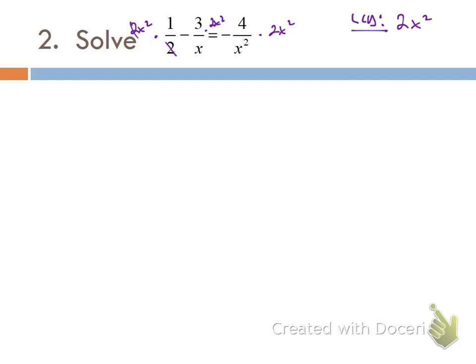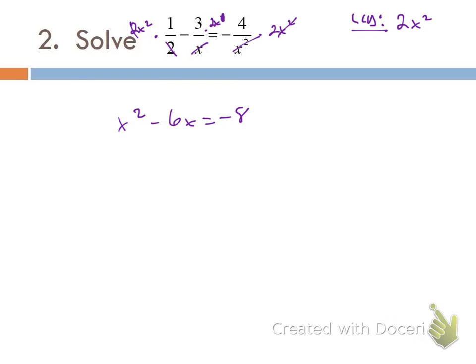These 2's are going to divide out, giving us x squared times 1, which is x squared. Now, this 1x will divide out one of the x's in the 2x squared, leaving us with just 2x. So 3 times 2x is 6x, so minus 6x. And then these x squareds will fully divide out. Negative 4 times 2 is negative 8. Now we have a quadratic equation that we need to solve.